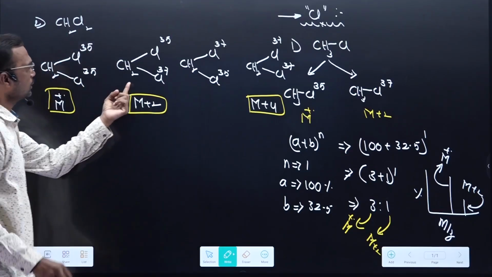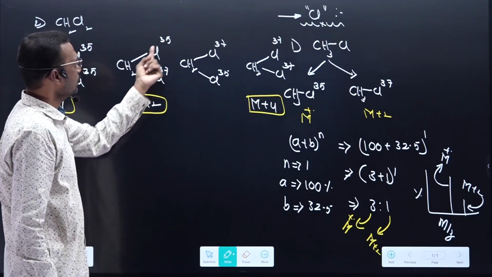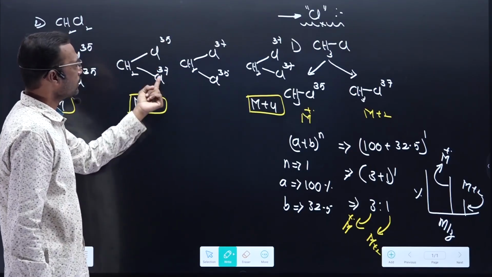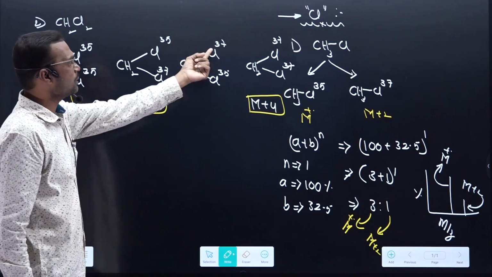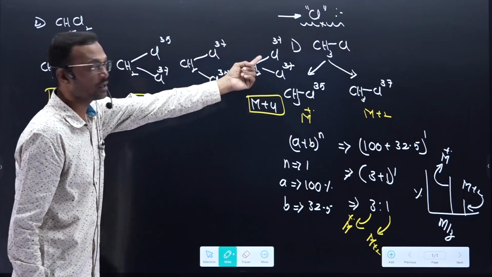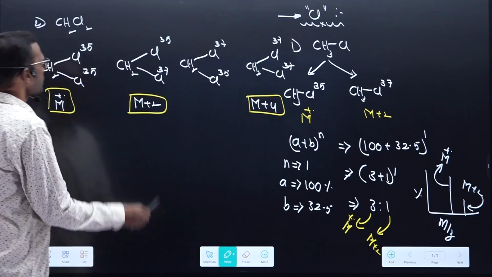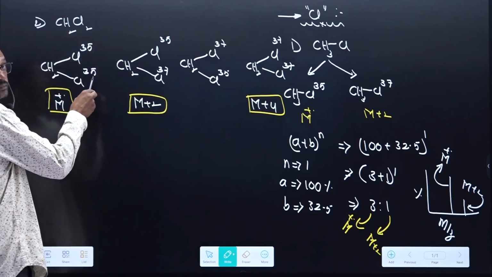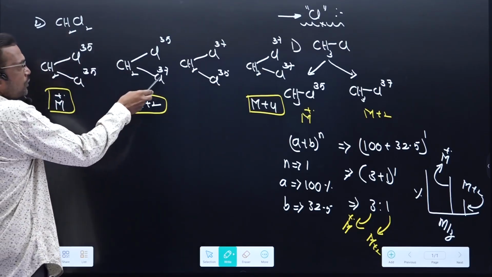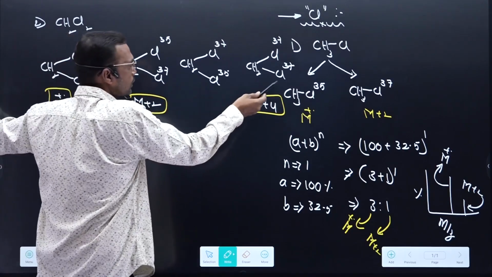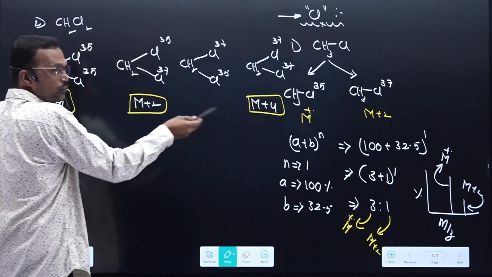First possibility, here 2 possibilities: this chlorine may be lighter and this heavier, or this may be heavier and this lighter. And here, both heavier. And if you see the difference, 35, 35 is 70 and here 72, 72 is 74. The difference I am writing in the form of 2 and 4.